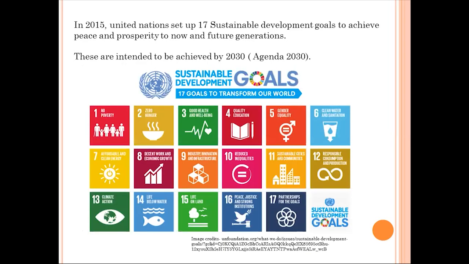Yes, it happened in 2015, where the United Nations set 17 sustainable development goals to achieve peace and prosperity for now and future generations. So when countries frame policies, they have to keep in mind these 17 goals, and the development should happen along these goals. So they are, we can say, targets for several governments to achieve sustainable development by 2030.